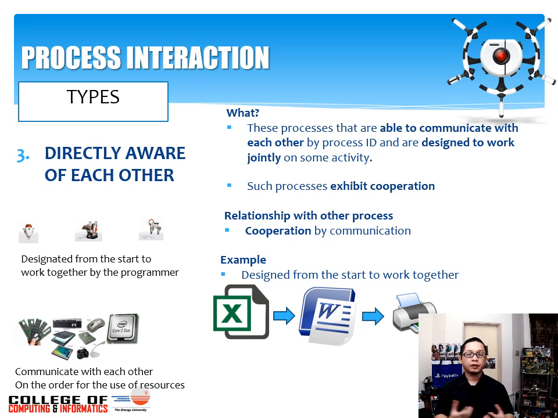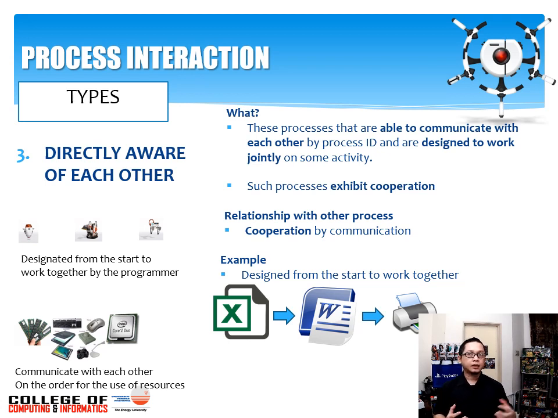together. Whatever I've written in Word can be copied directly to Excel without needing proper conversion, because every program in Microsoft Office, Excel for example, we also have Access, we also have Word, was written from the very beginning to work together. So these processes are able to communicate with each other, process ID, very efficiently because they are designed to work together on activities and their codes are compatible with one another.